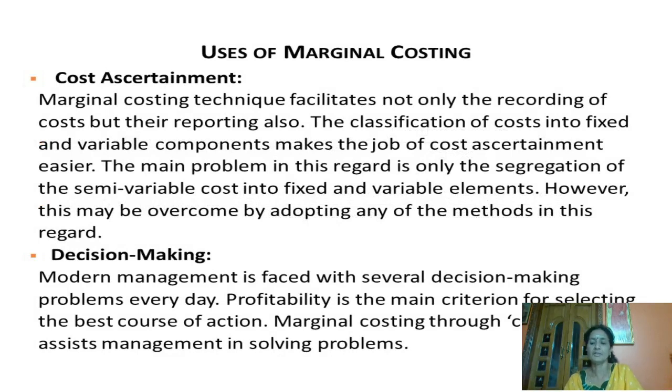Now we'll see what are the uses of marginal costing. Cost ascertainment. For, against, need, everything, we had discussed in the last session. Now we'll see exactly for what it is useful. Marginal costing technique facilitates not only the recording of costs but their reporting also. The classification of cost into fixed and variable components makes the job of cost ascertainment easier. What is cost ascertainment? If you want to ascertain certain cost, this marginal costing technique is quite useful.